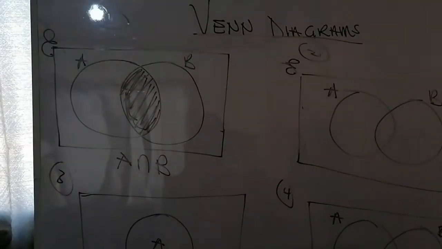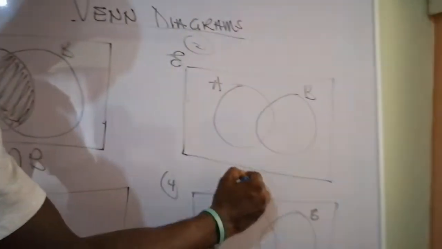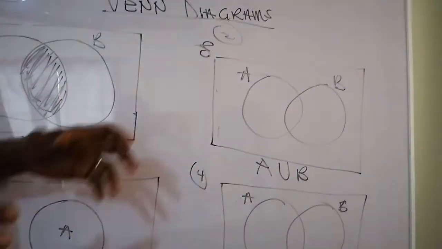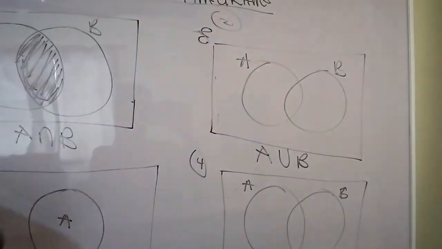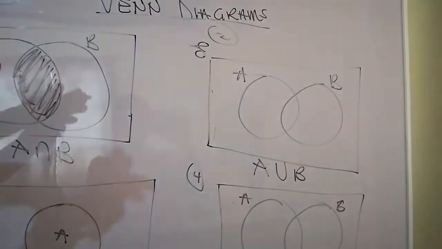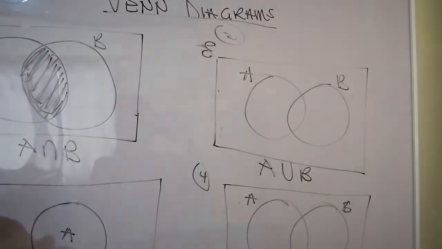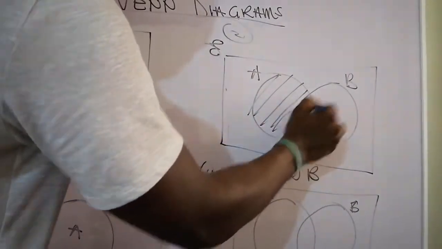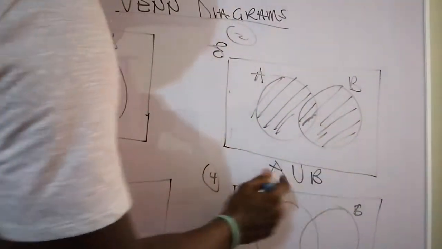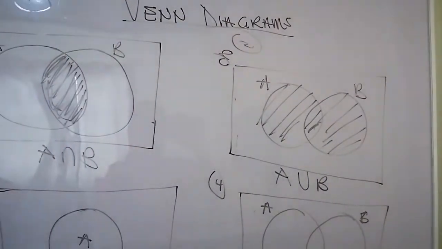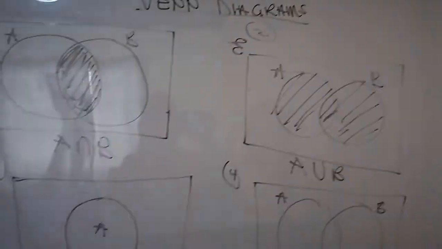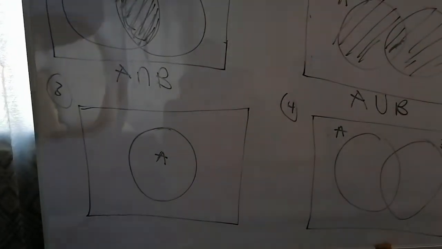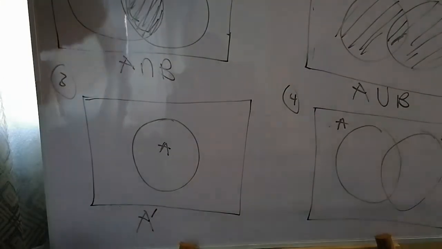The next one, I want to look at A union B. A union B is more or less like the summation of everything in the two sets. So everything in A plus everything in B. So if I want to shade this, I shade everything from here all through this place. So this will represent A union B.